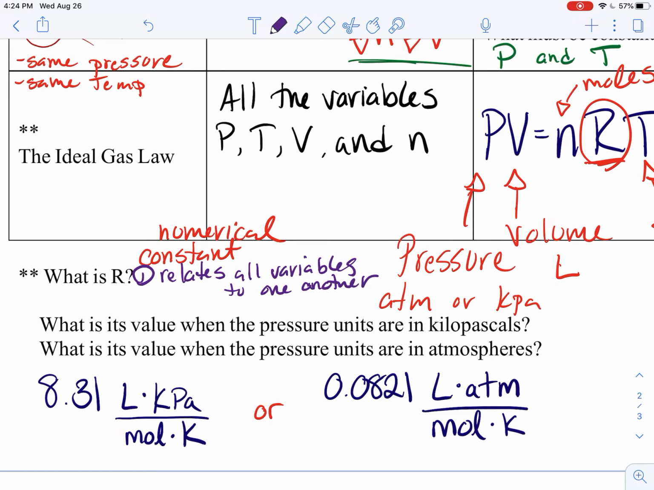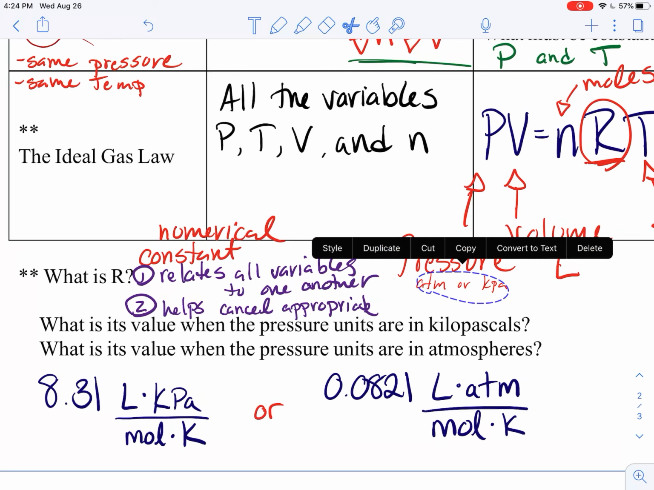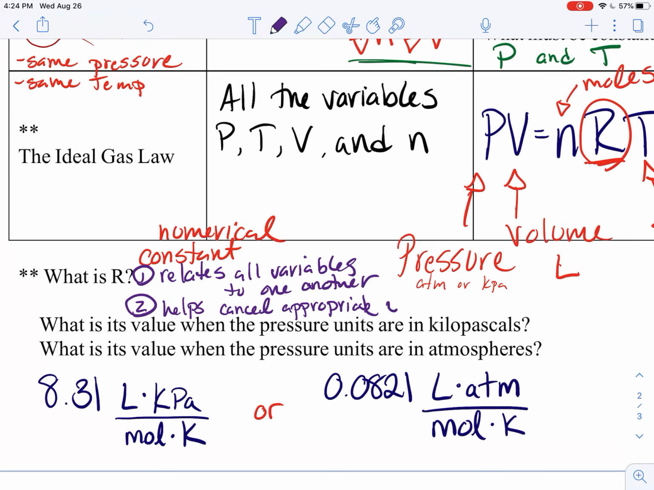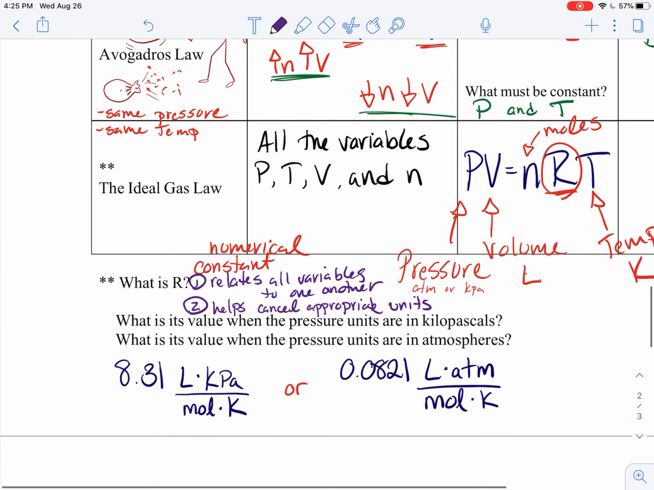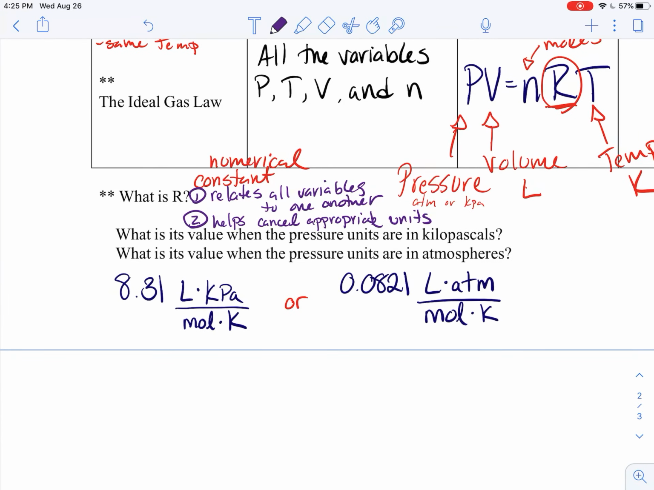The other thing it does is it helps us cancel out the appropriate units. So those are really two important tools for us. And I will be showing you how to use R in the future. But these are our two values of R.